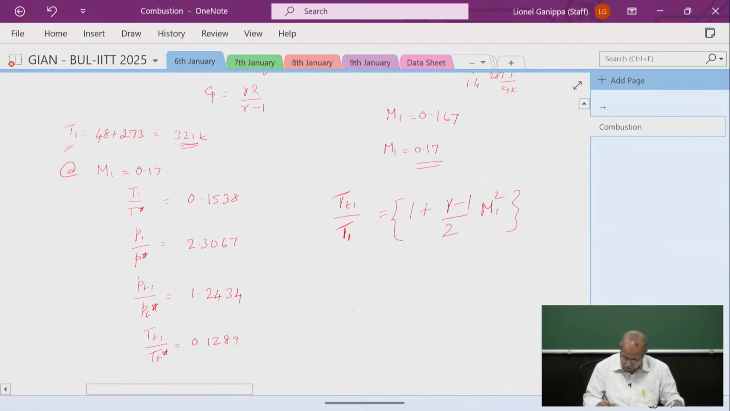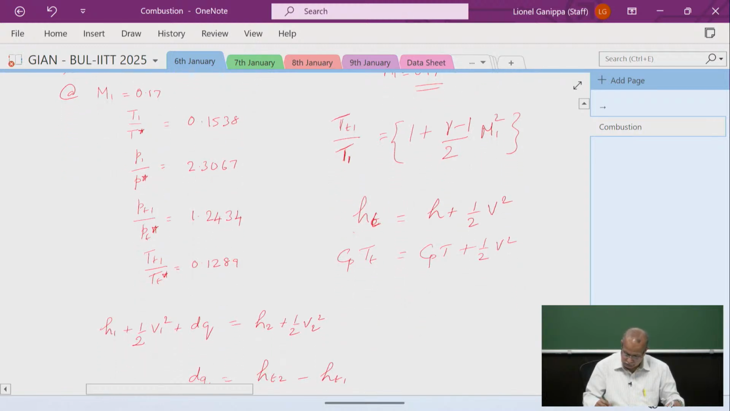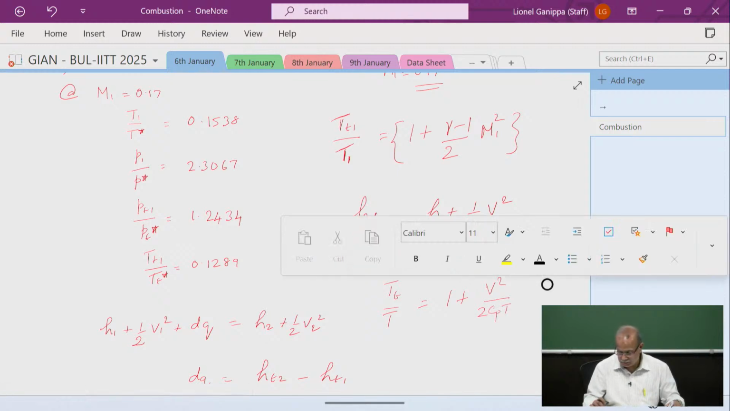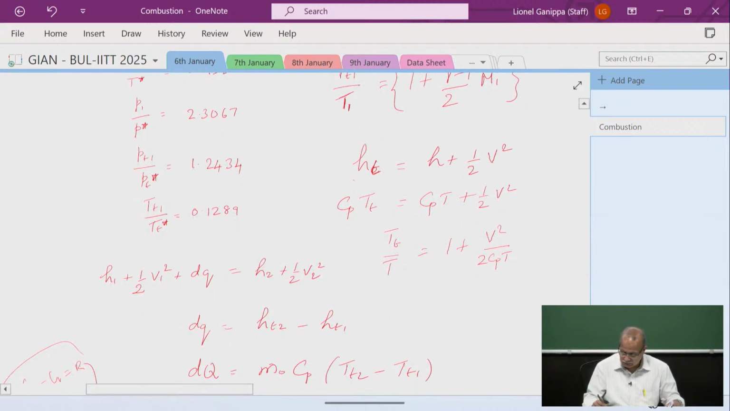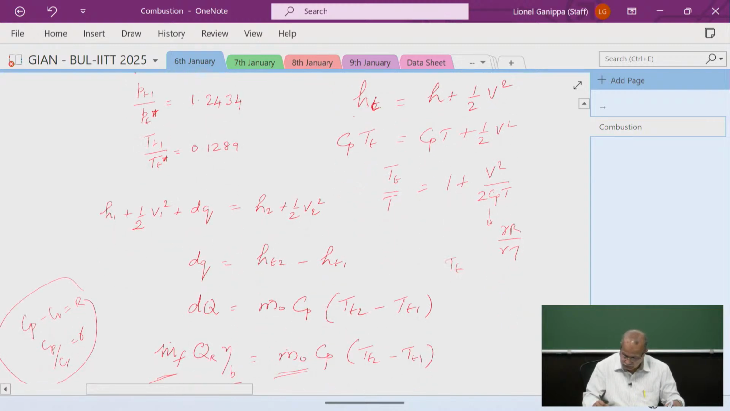So what do you say here? H naught, or total energy, is equal to H plus half V square. So here it is Cp Tt equal to Cp T plus half V square. So from this you get this expression Tt by T is equal to 1 plus V square by 2 Cp T. So then if you substitute the values, gamma R by gamma minus 1, then you will get Tt by T is equal to 1 plus gamma minus 1 by 2 M square.